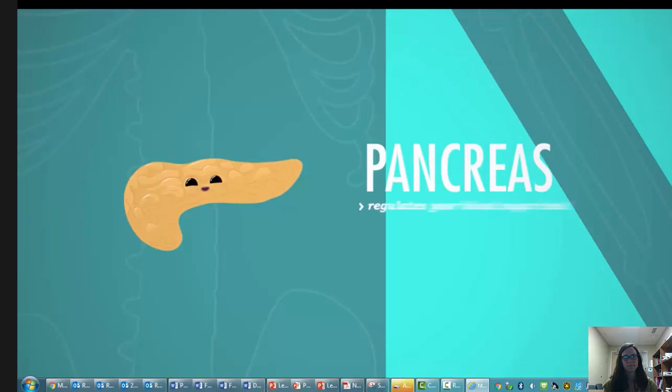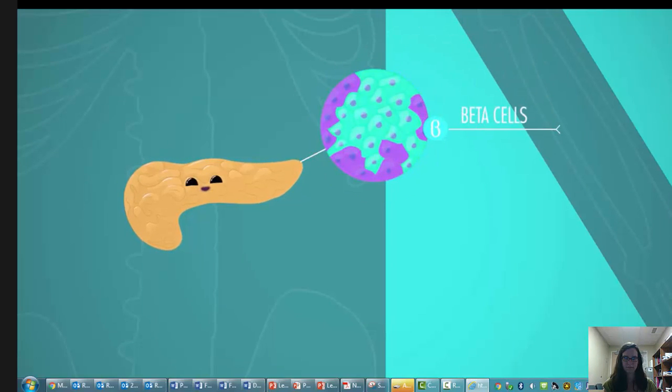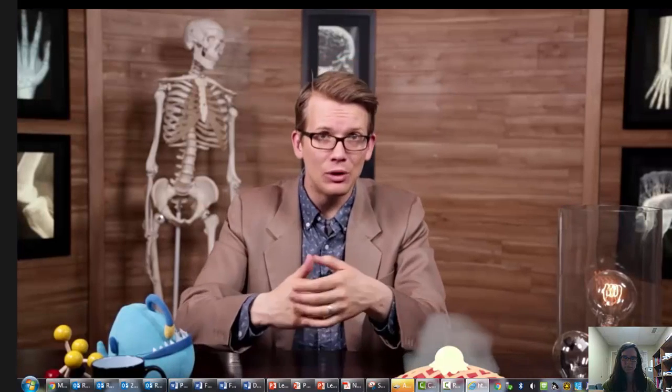And the pancreas regulates your blood sugar by releasing two different hormones, insulin and glucagon. Once you have a belly full of that pie, beta cells in your pancreas release insulin, which helps lower your blood sugar by increasing the rate at which your cells store the sugar either as glycogen or as fat for later use. Now let's say you've done the opposite.